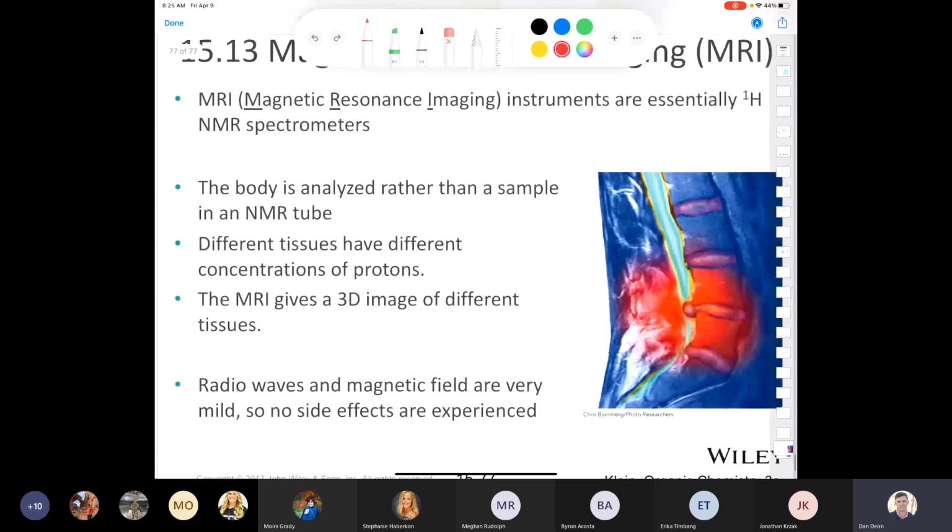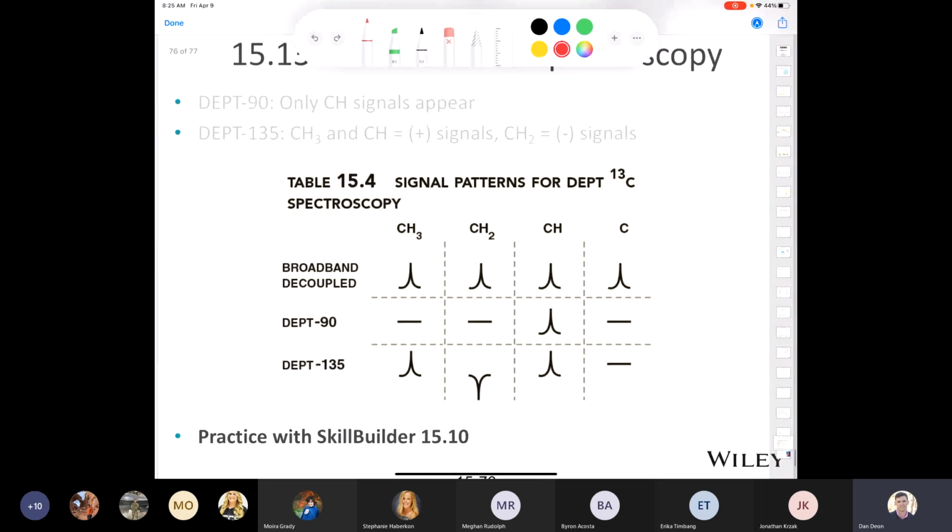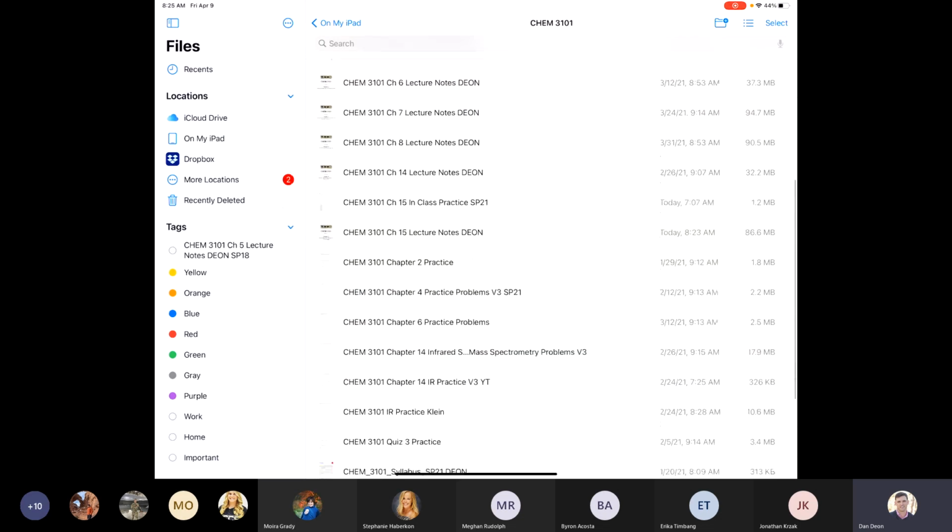So if you run all 3 of those experiments, you're able to distinguish between all the different types of carbons that you have. All right, I'm going to skip the part on MRI for now, and I want to move ahead and take a look at some practice problems. So just give me a second here.